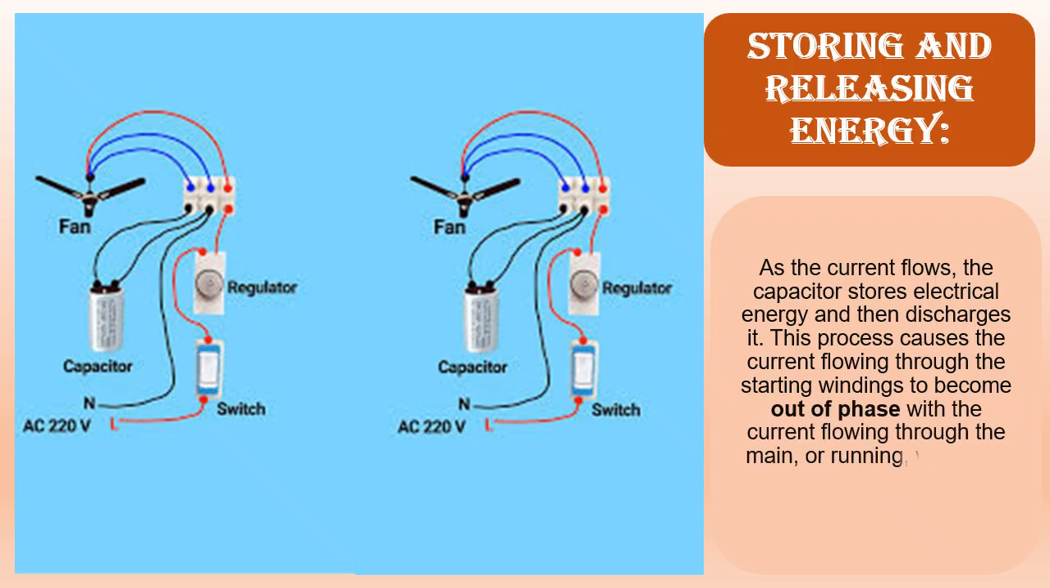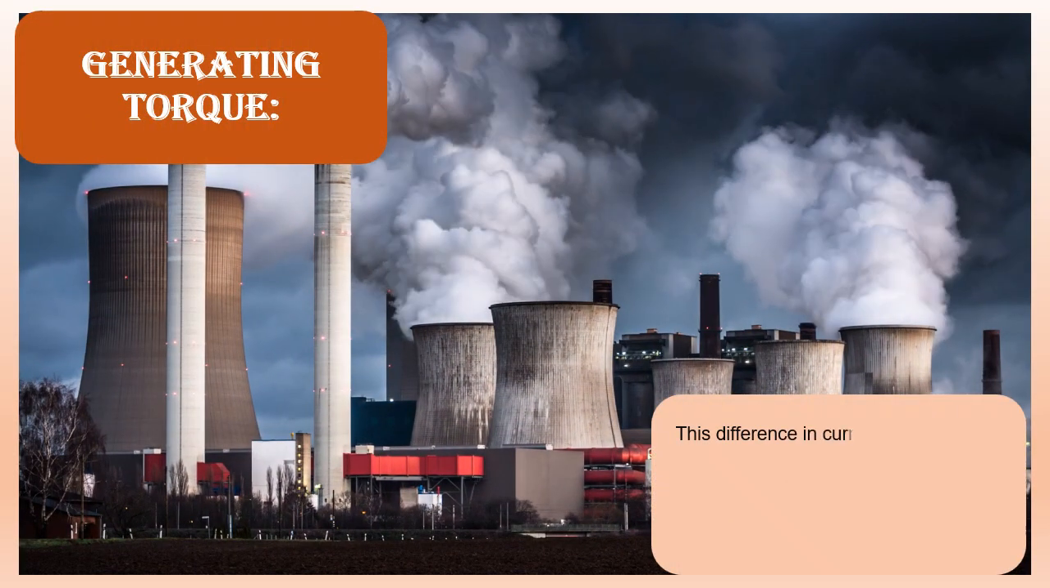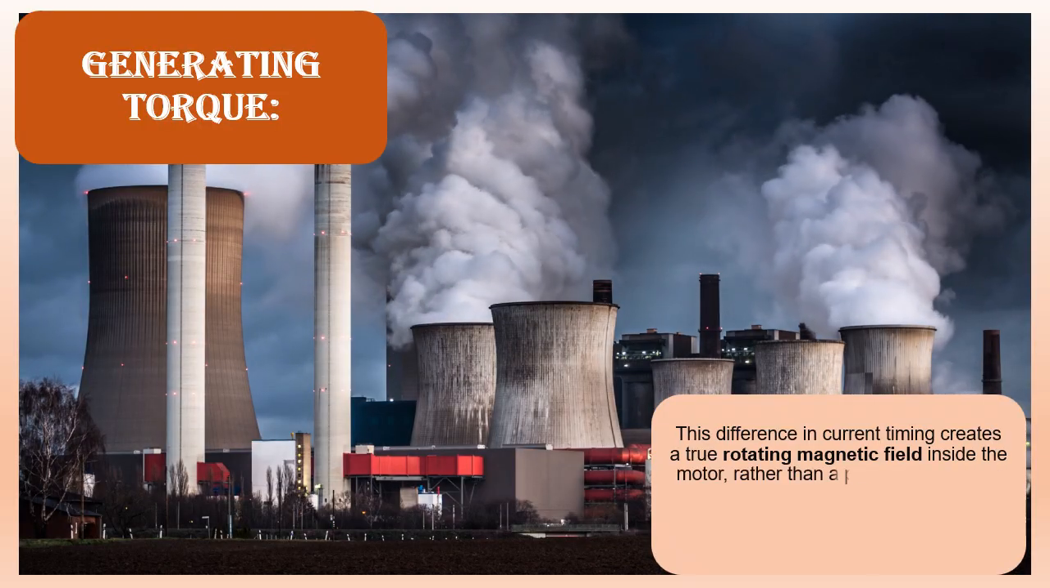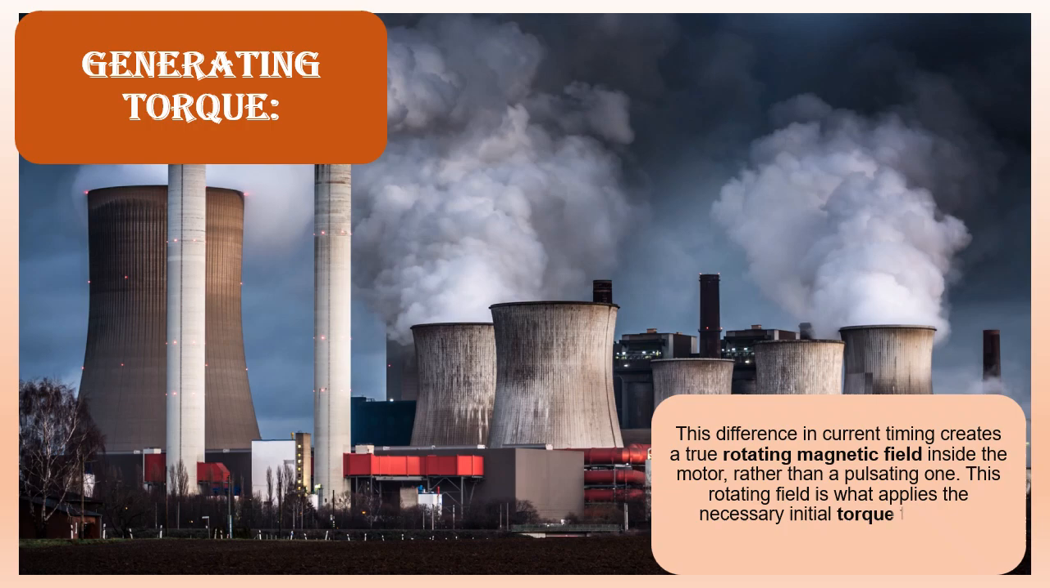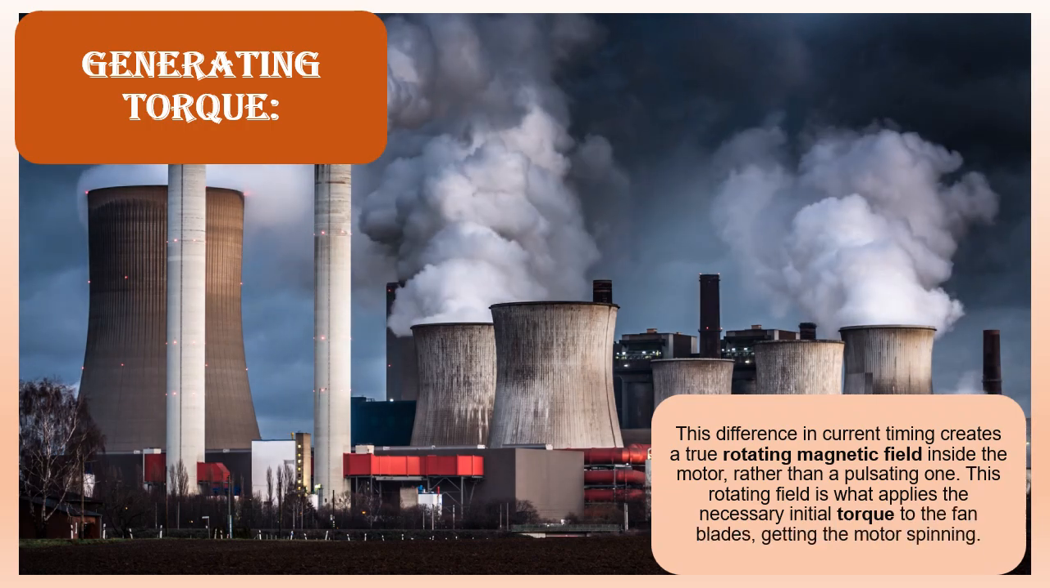The phase difference is typically about 90 degrees. Generating torque. This difference in current timing creates a true rotating magnetic field inside the motor, rather than a pulsating one. This rotating field is what applies the necessary initial torque to the fan blades, getting the motor spinning. The fan starts.